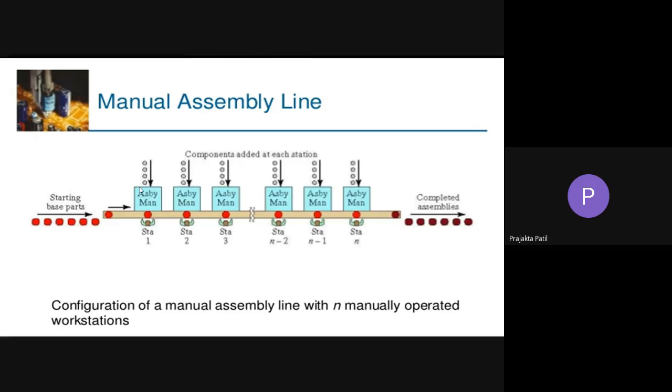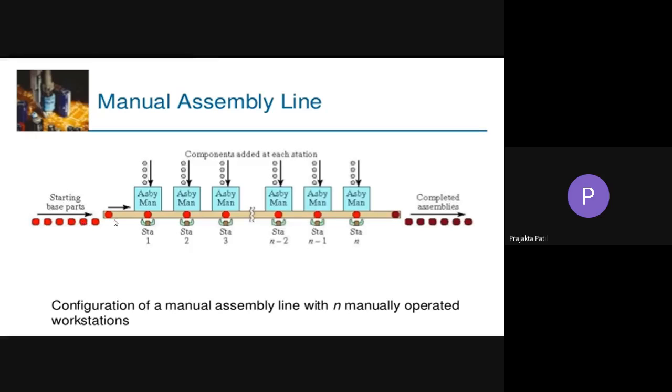Every blue box that you see is a manual assembly workstation. ASBY is the short form for assembly, and MAN means manual assembly. If instead of MAN here it was AUT, that is automation, then it would be an automated assembly workstation. The base part gets launched at the entry, then moves from one station to the next, and comes out as a completed product. At every assembly station, some other components are added to complete it.